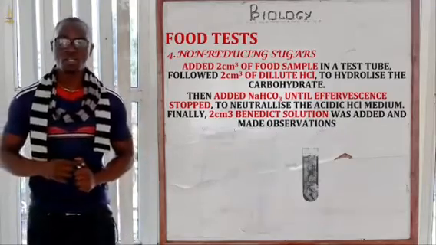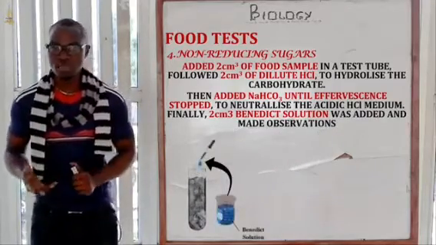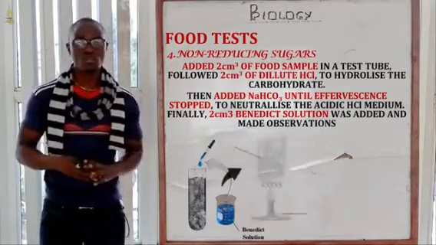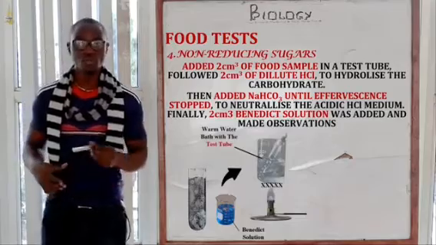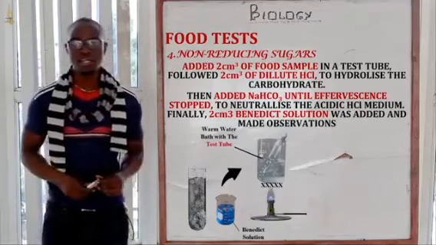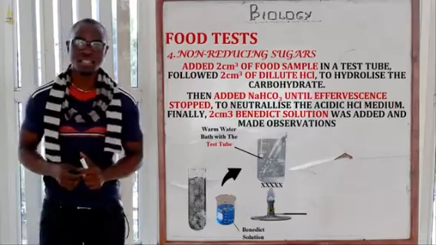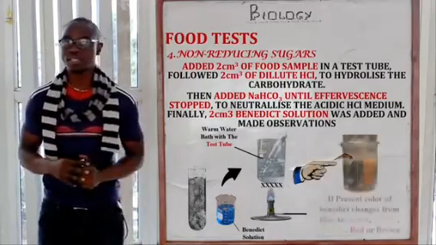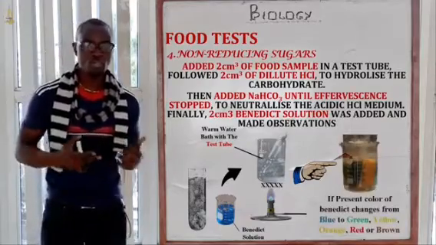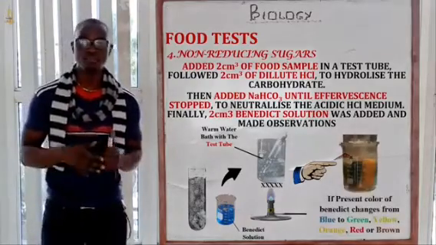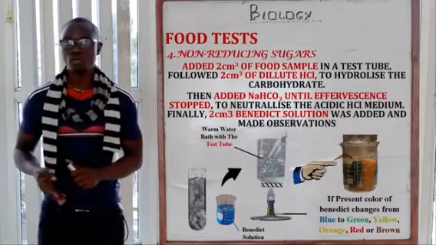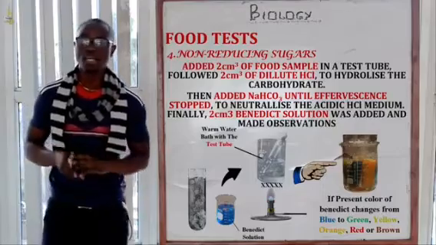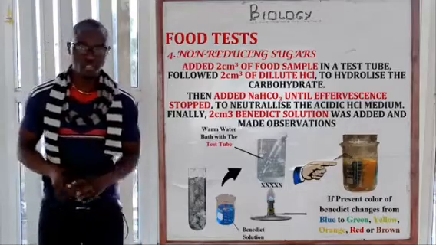After the fizzing has stopped, we add 2 centimeters cubed of Benedict's solution. Then we take the test tube and place it again inside the warm water bath to accelerate the chemical reaction. If non-reducing sugar is present, the color of the Benedict's solution will change from blue to either green, orange, red, or brown, to indicate there is a high amount of non-reducing sugar, or green to indicate there is a very low amount.